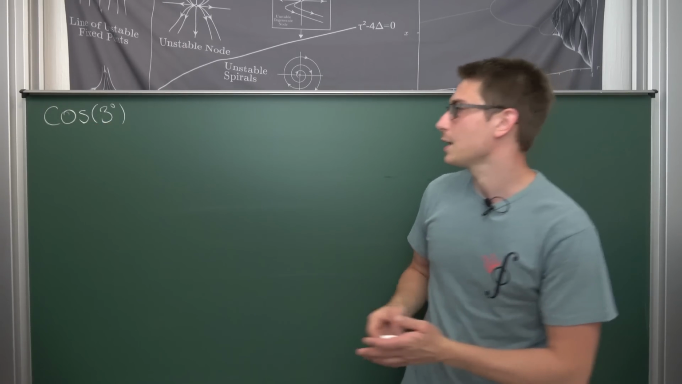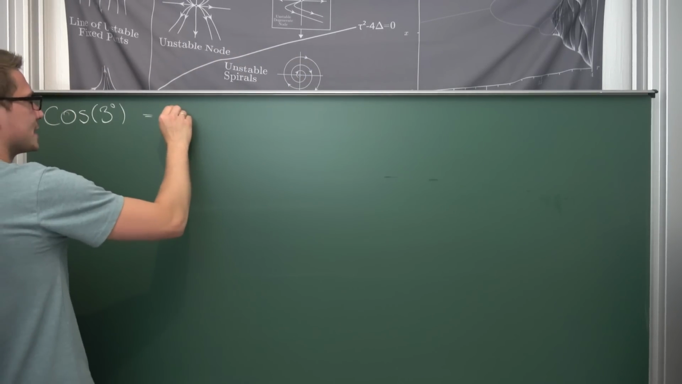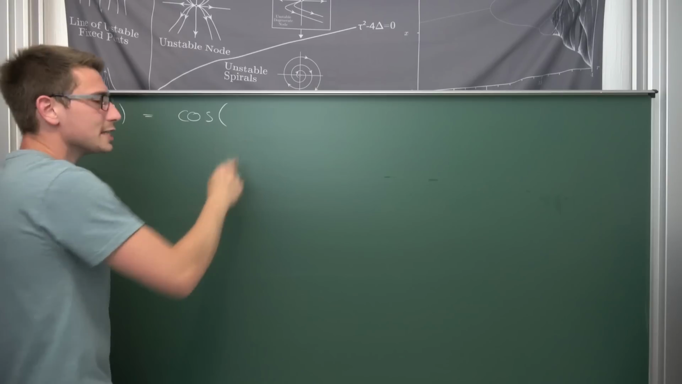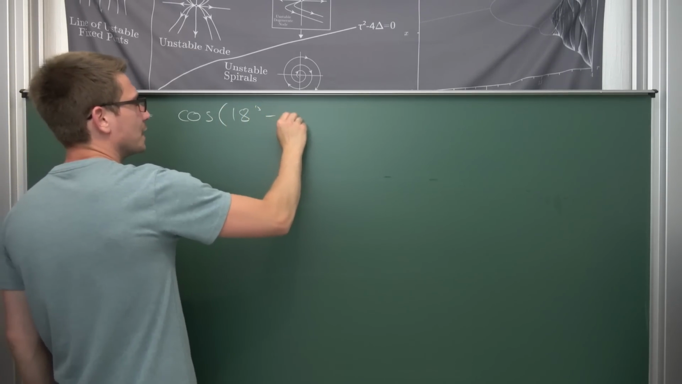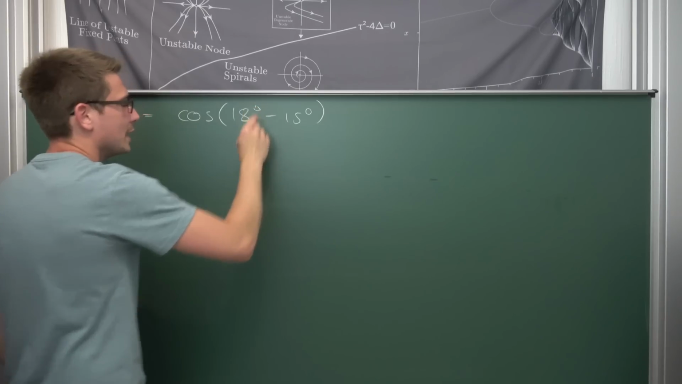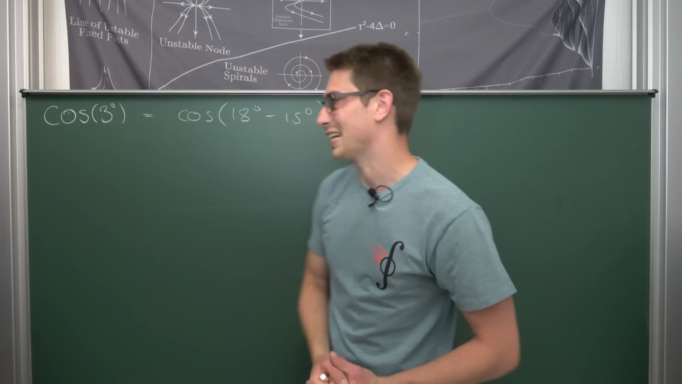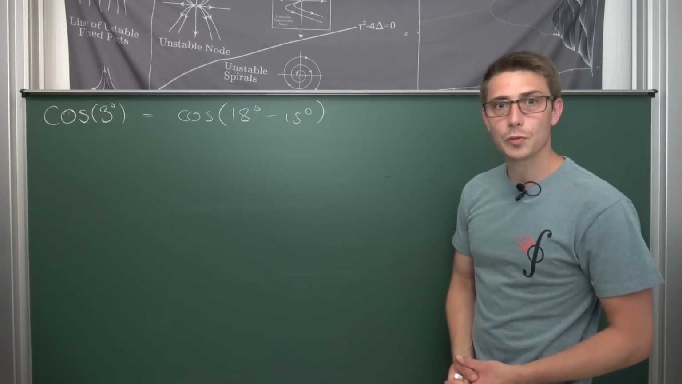So what I mean by that is, if we got the cosine of 3 degrees and we are going to rewrite it using the difference of 2 constructible angles, so for example 18 degrees minus 15 degrees, we are also going to end up with a constructible angle yet again. And yeah, this is what we are going to do.